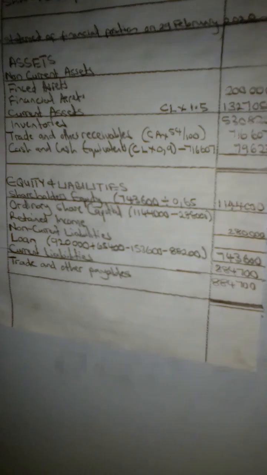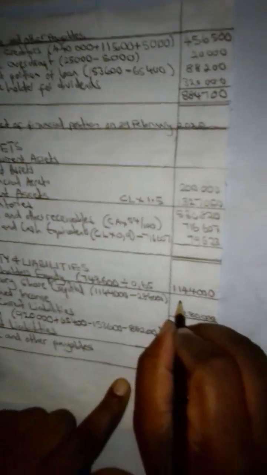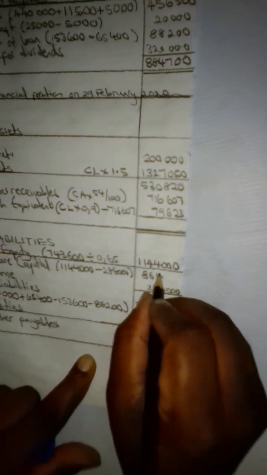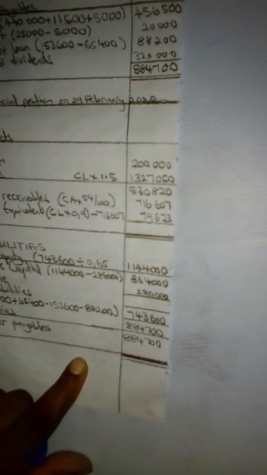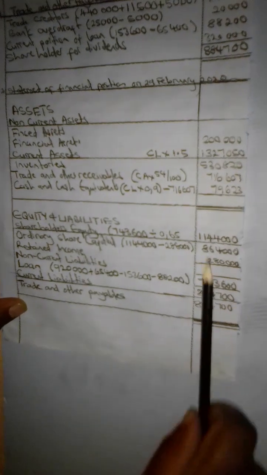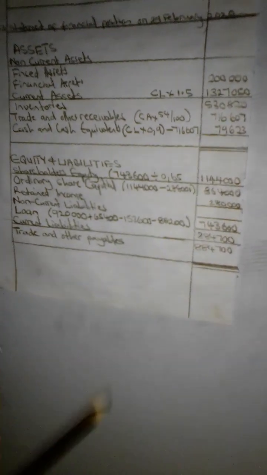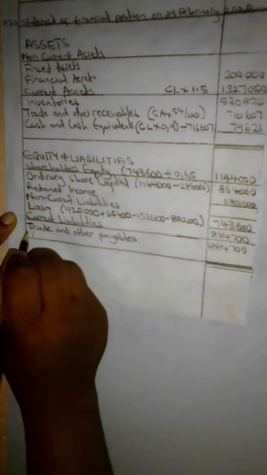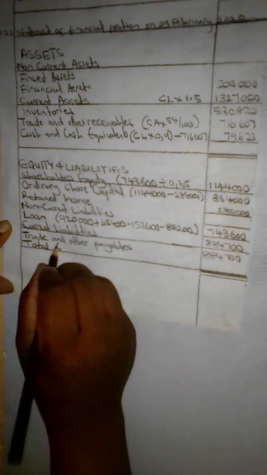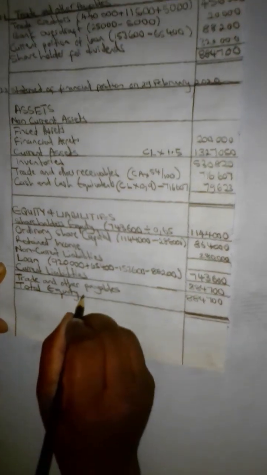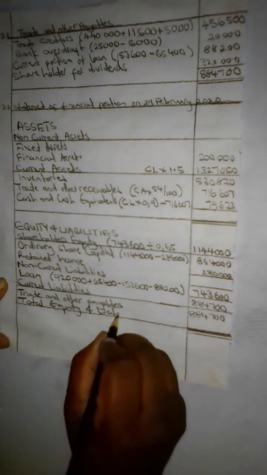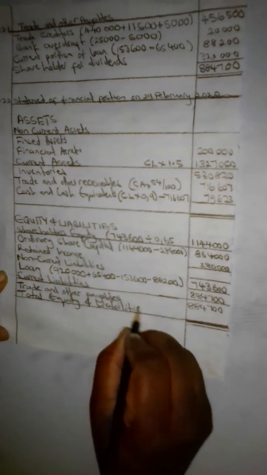Let me go back to my calculator. It's going to give us something like 864,000. Okay. And it seems as if under equity and liabilities, we have got everything that we want. So we can actually safely calculate the total equity and liabilities.